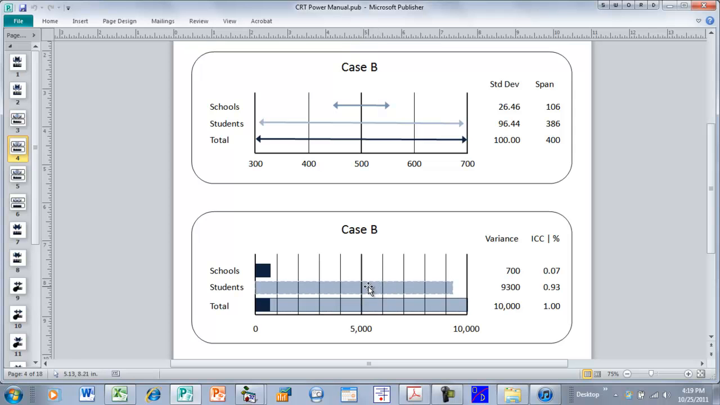93% of the total variance is light blue. That's the error that's coming from students within schools, and 7% of the variance is dark blue. That's the error that's coming from the variance in school means. And what we're going to see in a minute is that we have to deal with each of these error components separately. We're going to deal with this one by increasing the number of students within a school, and we're going to deal with this one by increasing the number of schools.